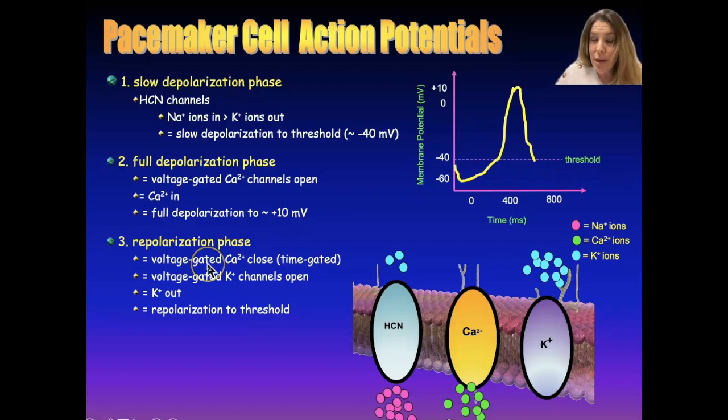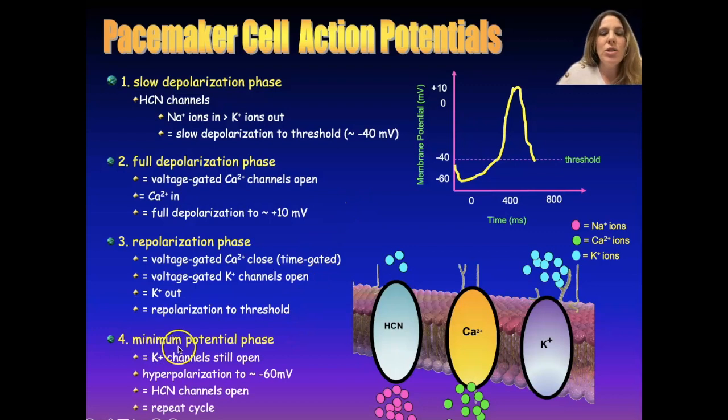So we're almost done, but there's still another step because we're not at resting membrane potential yet. Remember, for pacemaker cells, resting membrane potential is negative 60 millivolts. So we enter the fourth phase, which is the minimum potential phase. The minimum potential, meaning resting membrane potential of negative 60 in the case of these pacemaker cells. And so this is going to happen because those potassium channels haven't closed yet. They're still open. Potassium continues to leak out.